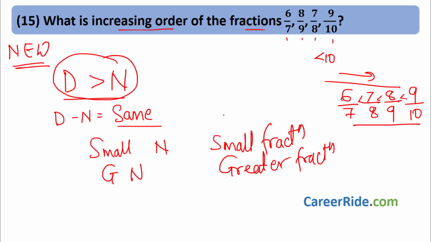Just remember the trick. When the denominator is greater than the numerator for all the fractions and the denominator minus numerator difference is the same, it is not just the normal difference, it is the denominator minus numerator difference. If it is exactly the same, then smaller the numerator, smaller the fraction, and greater the numerator, greater the fraction. Moving to the next question.